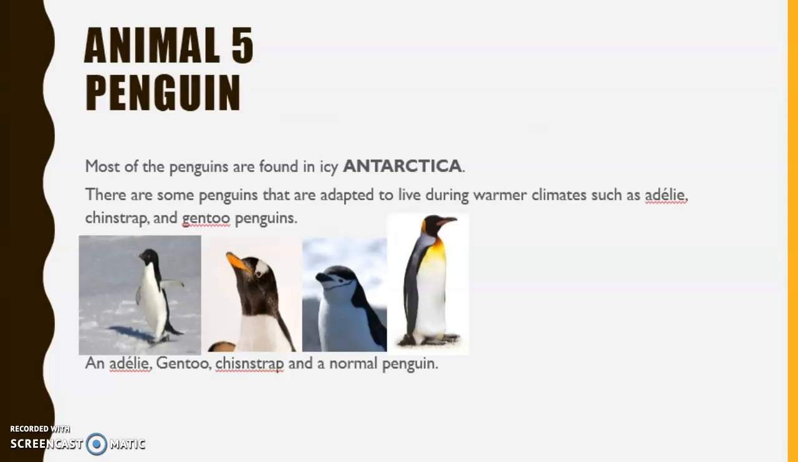So there are some penguins that are adapted to live during warmer climates such as ideal, chin-strapped and Gentoo penguins. I mean not fully. I mean like they can live both in warmer and what do you say, cooler. Okay, so they are also adapted to live there. So you have an ideal penguin, Gentoo penguin, and chin strap, and a normal one. Means which you see generally.